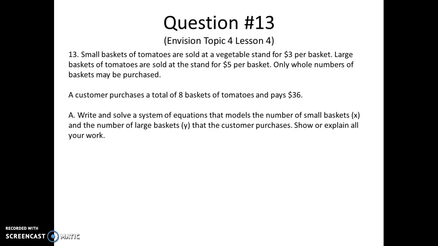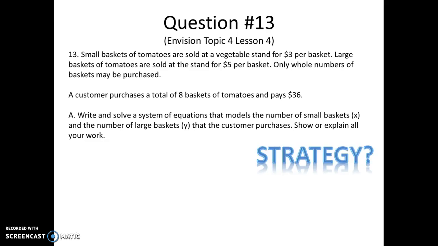Question number 13. Small baskets of tomatoes are sold at a vegetable stand for $3 per basket. Large baskets of tomatoes are sold at the stand for $5 per basket. Only whole number of baskets may be purchased. A customer purchases a total of 8 baskets of tomatoes and pays $36. Write and solve a system of equations that models the number of small baskets, X, and the number of large baskets, Y, that the customer purchases. Show or explain all your work.